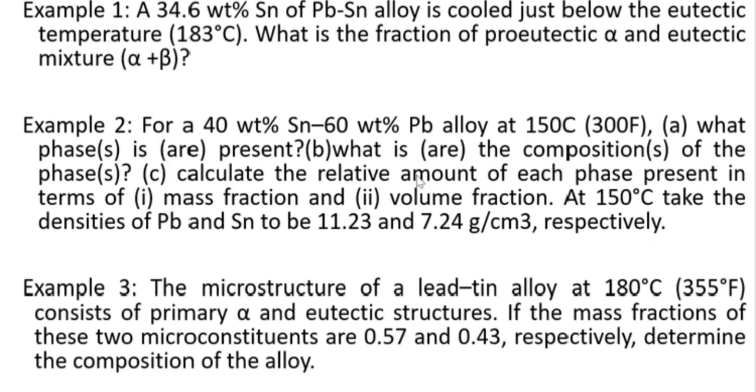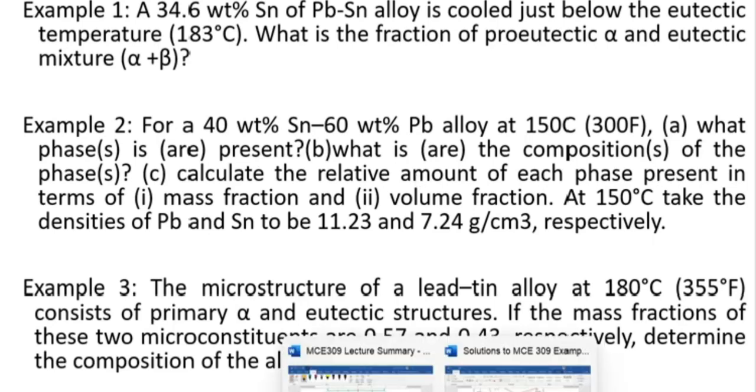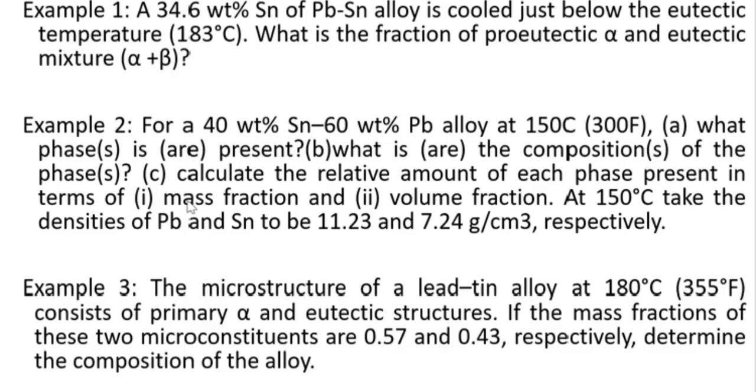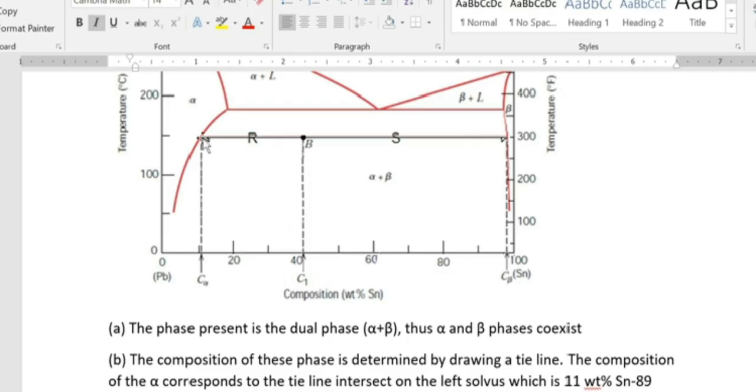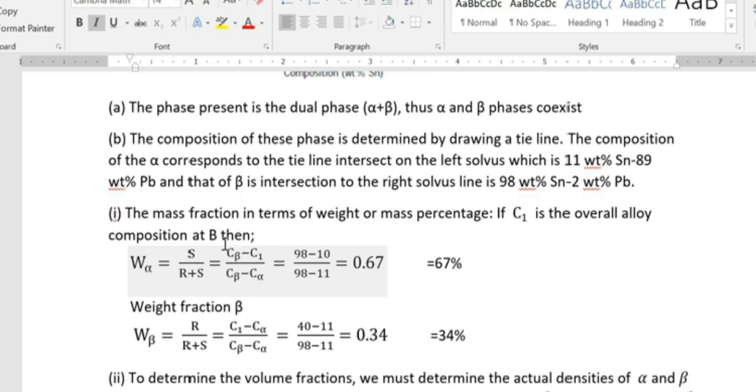So the next question is to calculate the relative amount of each phase in terms of mass fraction. Now the next one is our calculation. Now the next is the weight fraction or mass fraction of alpha and beta. In that case, we draw a tie line, a horizontal line that touches the two boundaries, alpha and beta. So let's start with alpha. R is adjacent to alpha, so we won't take R, we will take S. S over the total distance. So the mass fraction of alpha is going to be S over the total distance.